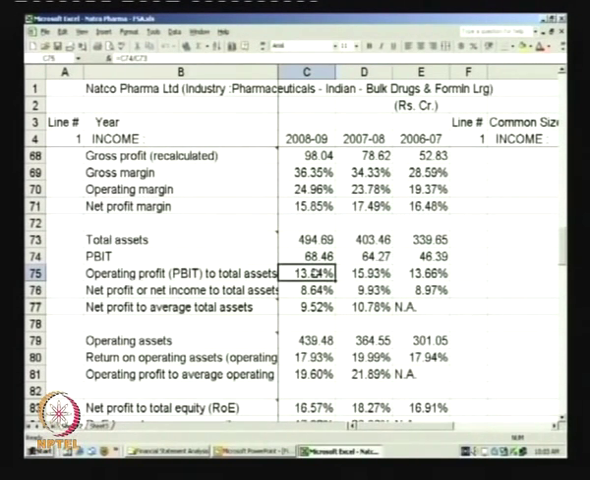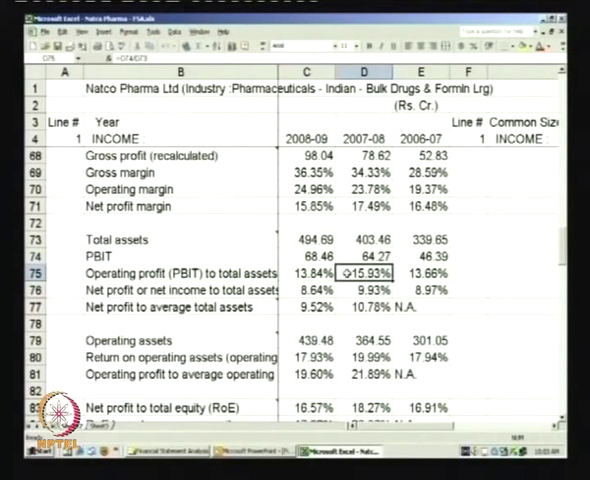So, one now has to find out why this decline has taken place from 15.93% to 13.84%, because it could be because of different reasons.